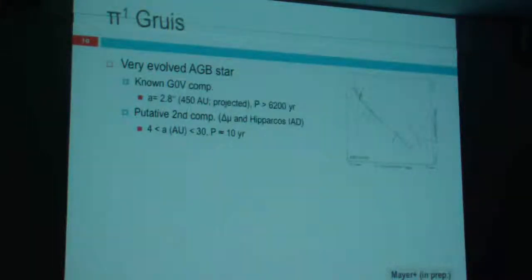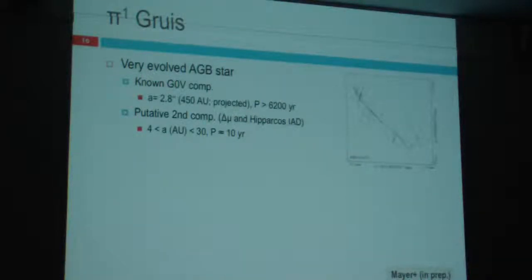What we're now working on is Pi-1, which is a very complicated case. It's a very old AGB star, so relative of the AGB. It has a known main sequence companion, but it's a quite wide system. You see it's 450 AU, and the period is over 6,000 years.